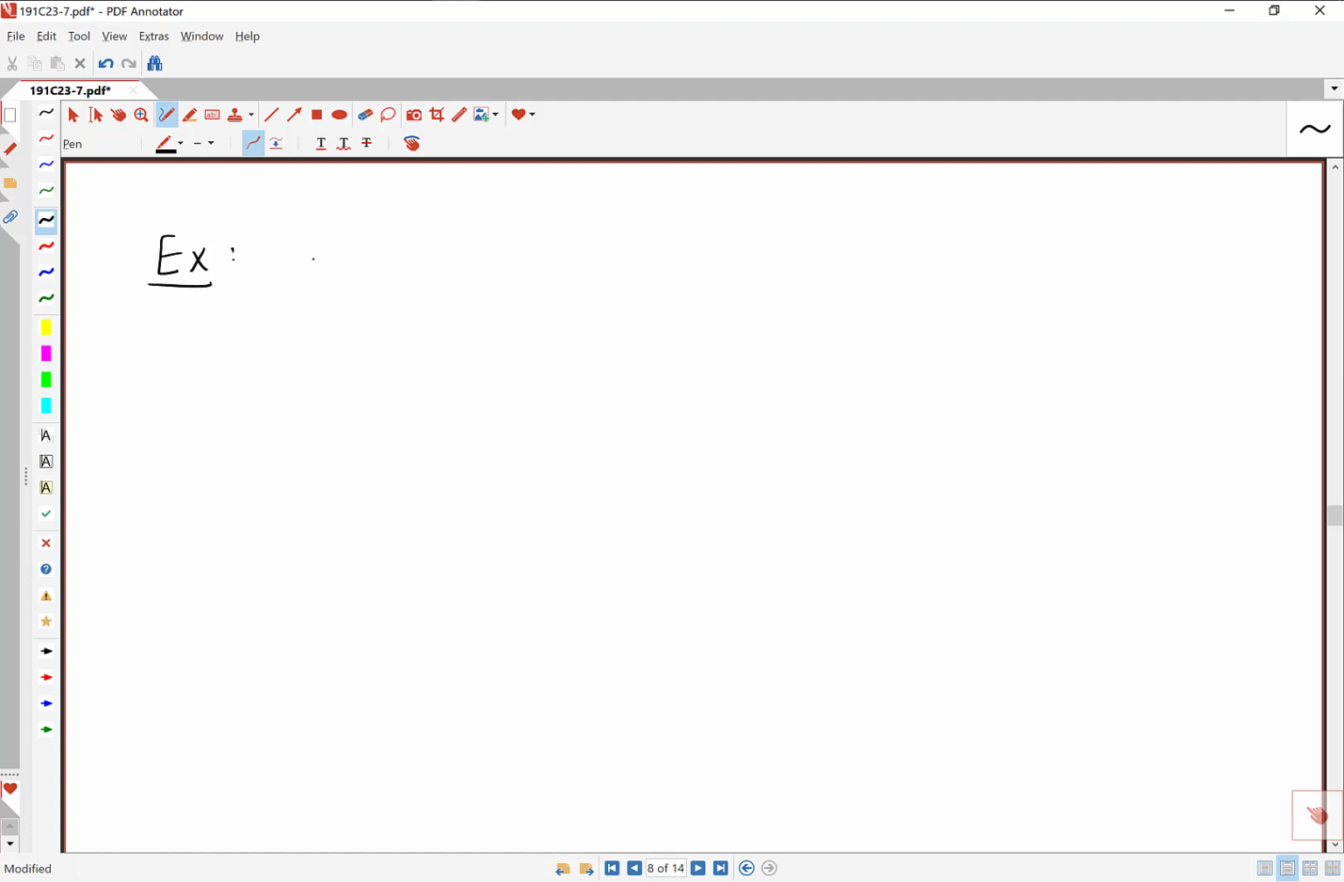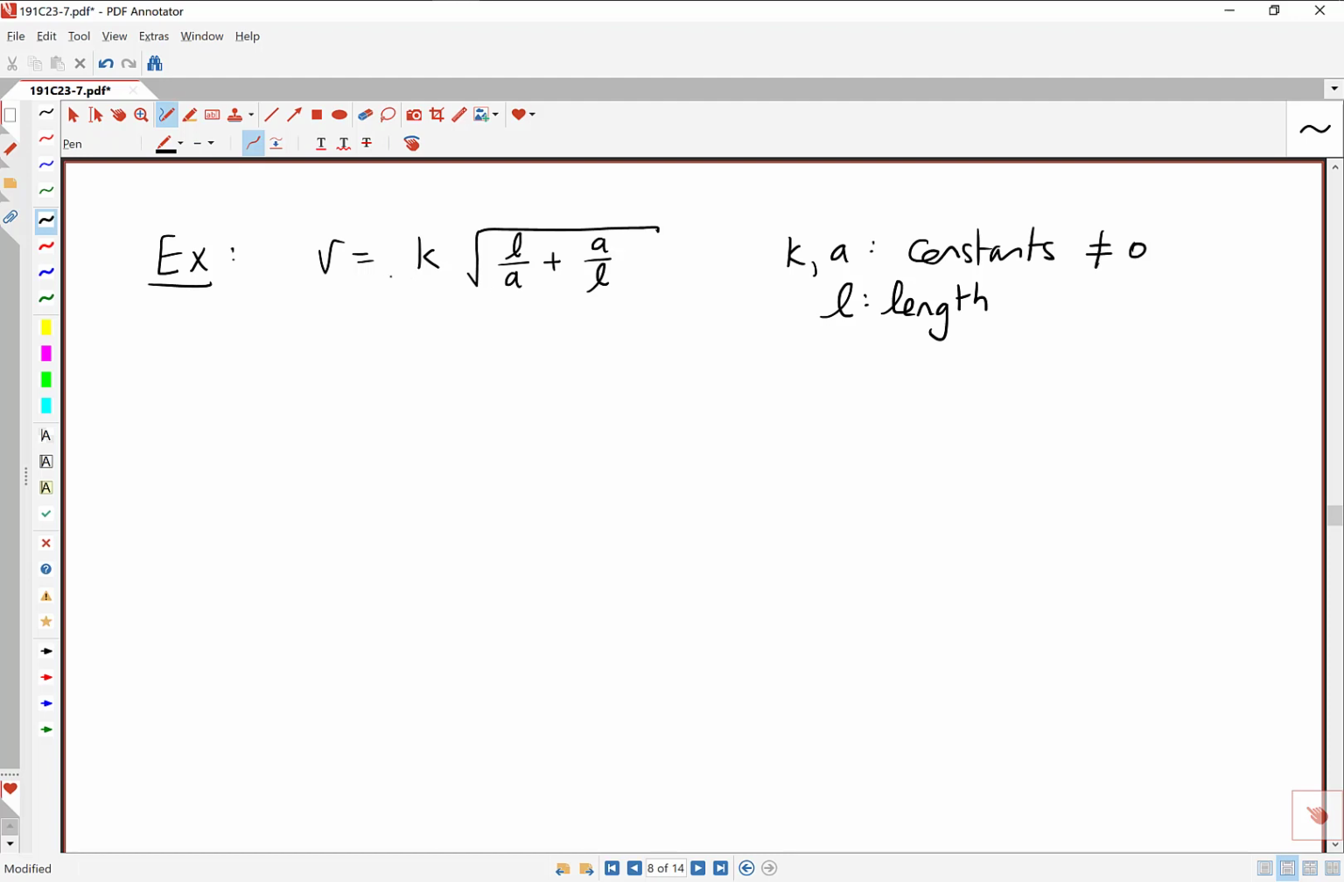So here is our last problem for this video. We're going to say v is equal to k times the square root of L over A plus A over L. K and A here are both constants, and they're not equal to 0. L is our variable. It's a length. So specifically, the context here is that we're talking about a wave, and this v is the velocity of the wave, L is the length of the wave. And the question is, where is dv by dl equal to 0?